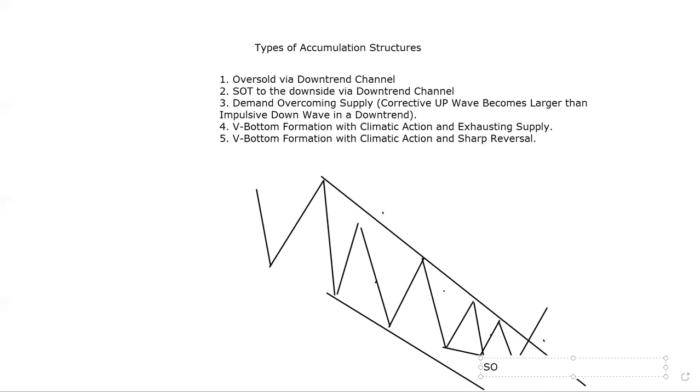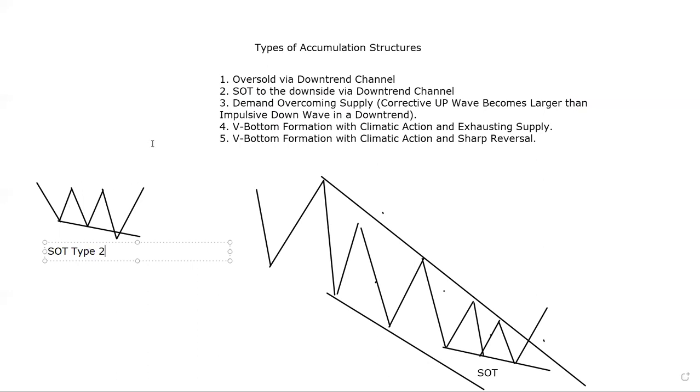Now SOT can be of three kinds. Number one, this is the first kind of SOT. The second kind of SOT you will see like this. For example, you have this one here, and then you have this one here. This is again SOT, but when you draw these trend lines, this third touch will have this kind of SOT. This is SOT type 2, which has the characteristics of SOT plus oversold, because this is oversold of this trend line.